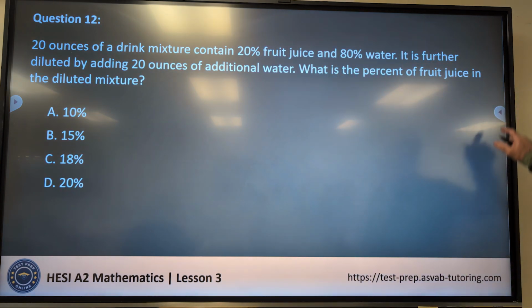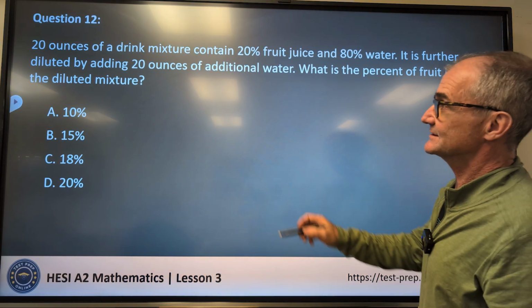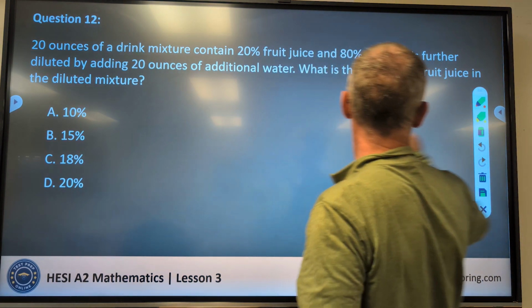Problem number 12. 20 ounces of a drink mixture contains, so 20 ounces, oops, let me get that white pencil.